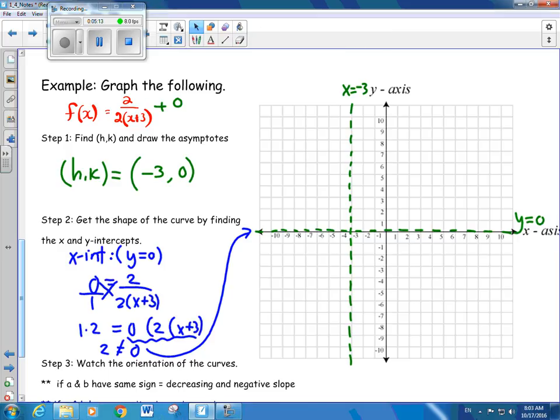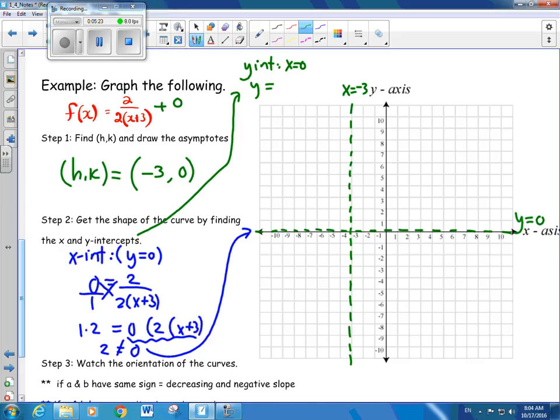So let's look now at the y-intercept. I'm going to do it up here. If we want to do the y-intercept, it's when x is equal to 0. So you plug it in your formula, 2 over 2 times 0 plus 3. So you have 2 over 2 times 3, 6. I can simplify, it's 1/3. So this is really close here, 1/3.